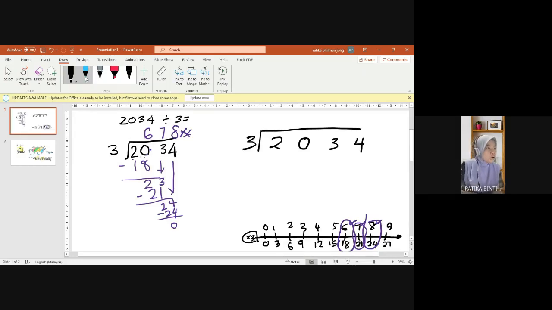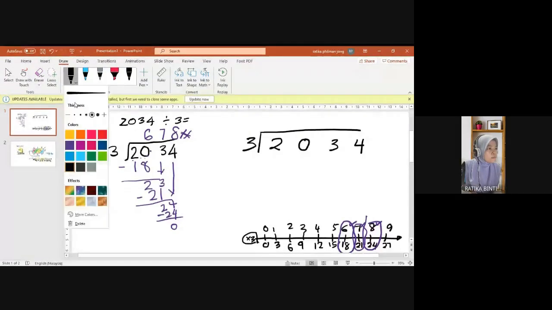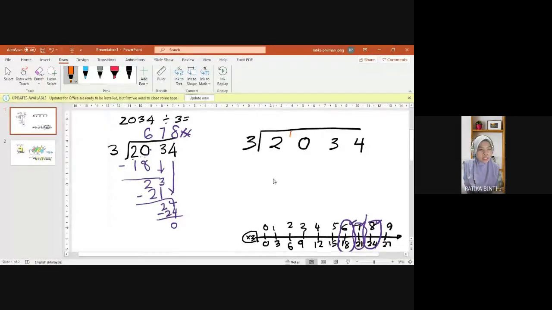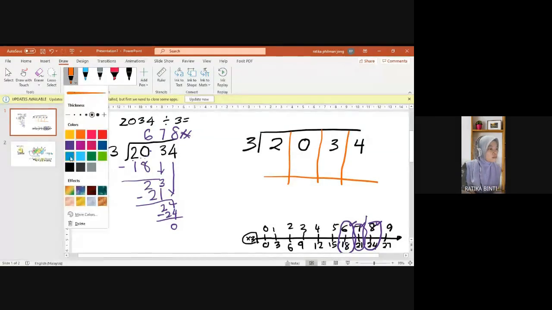Now, if you use fence method, please draw the line untuk setiap digit ni. Pisahkan dia. Cara seterusnya is the same with long division. The difference is long division you bring down the number, but for fence method you are going to bring the number up. Okay, so let's start.